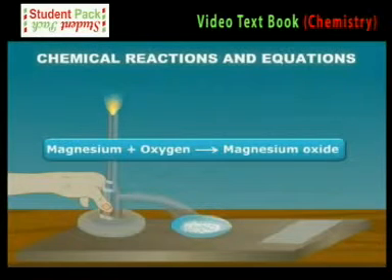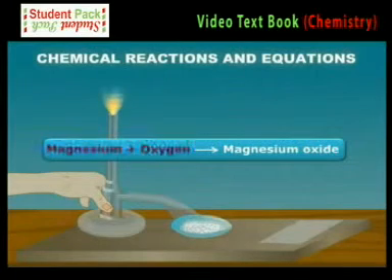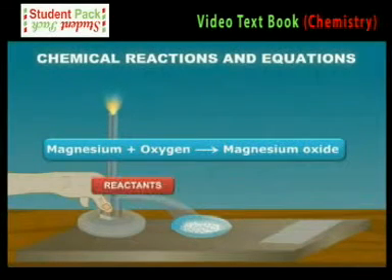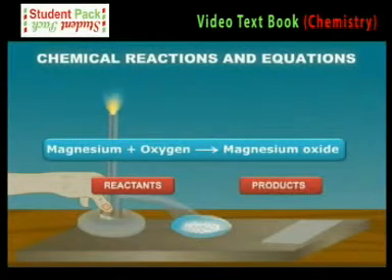The substances that undergo chemical change in this reaction, that is magnesium and oxygen, are the reactants. The new substance, which is magnesium oxide, formed during the reaction, is the product. A word equation shows the change of reactants to products through an arrow placed between them.